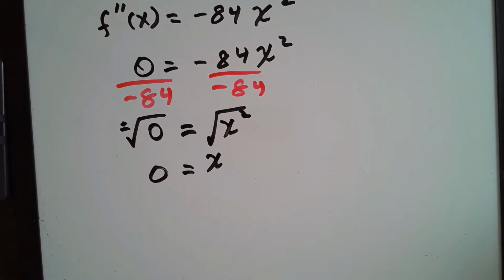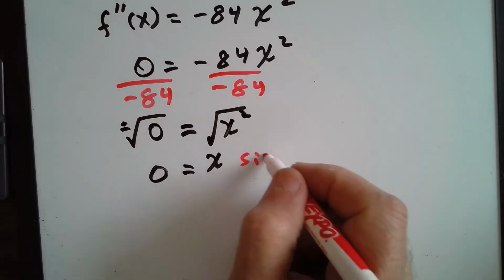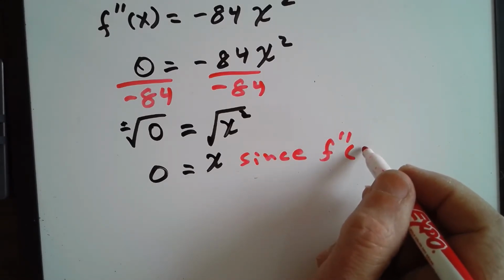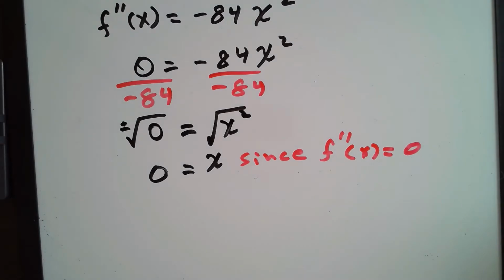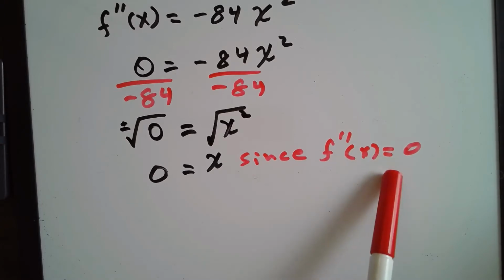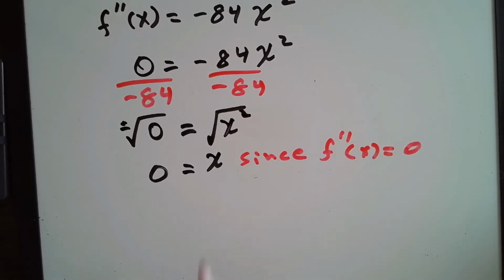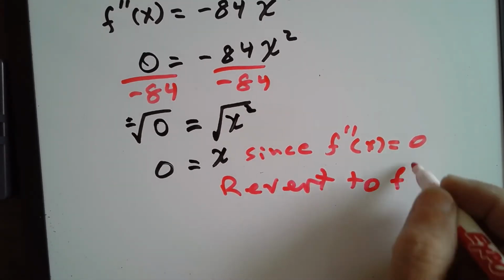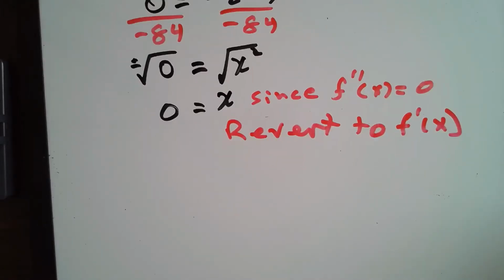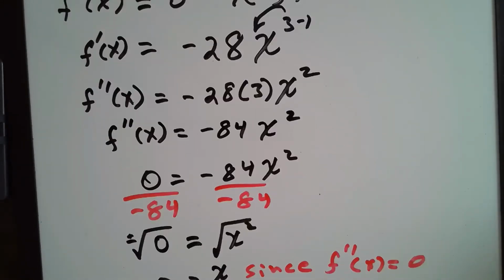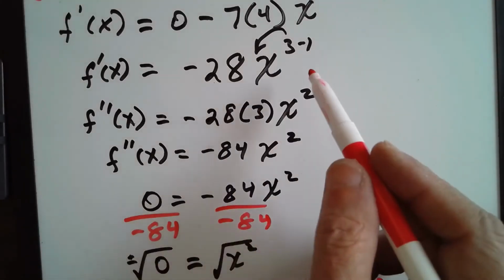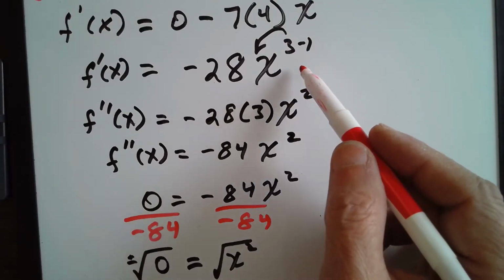So since our second derivative equals 0, it fails the second derivative test, so there's no point of inflection by that test. So we have to revert to the first derivative test to find that. So we go to the first derivative, right, which is negative 28 x to the third.